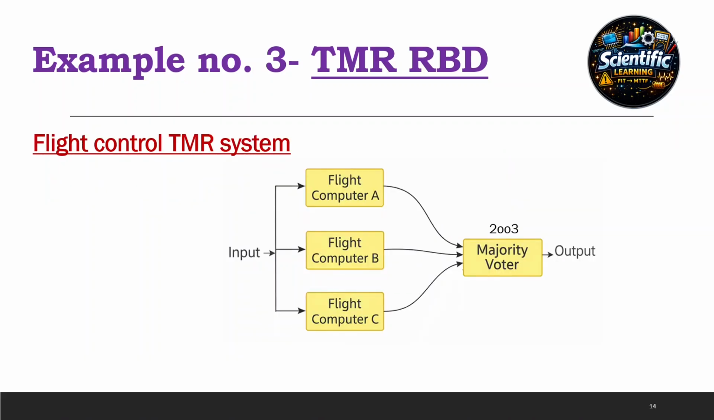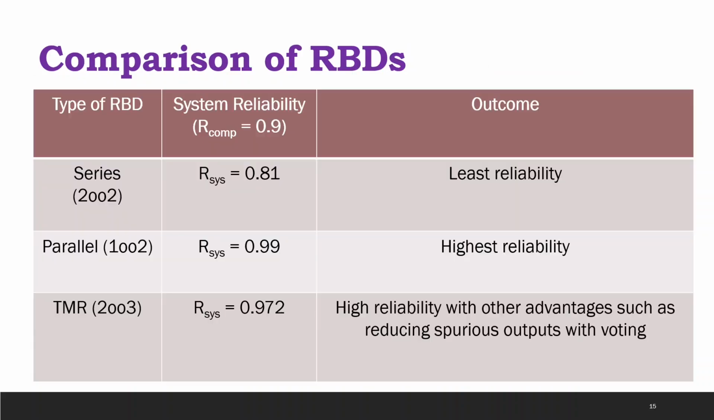So this is the flight control TMR system. The RBD of the system will look something like this. Now the reliability of this TMR system, after substituting 0.9 for the channel reliability, comes out to be 0.972.